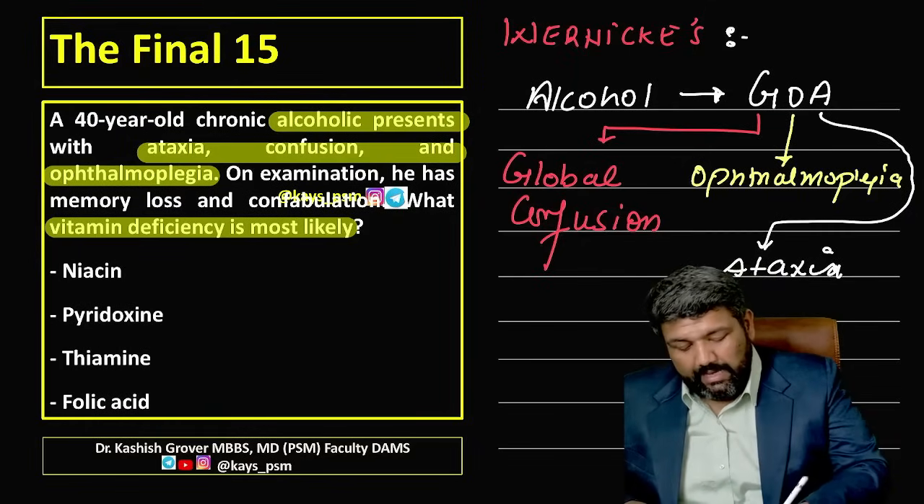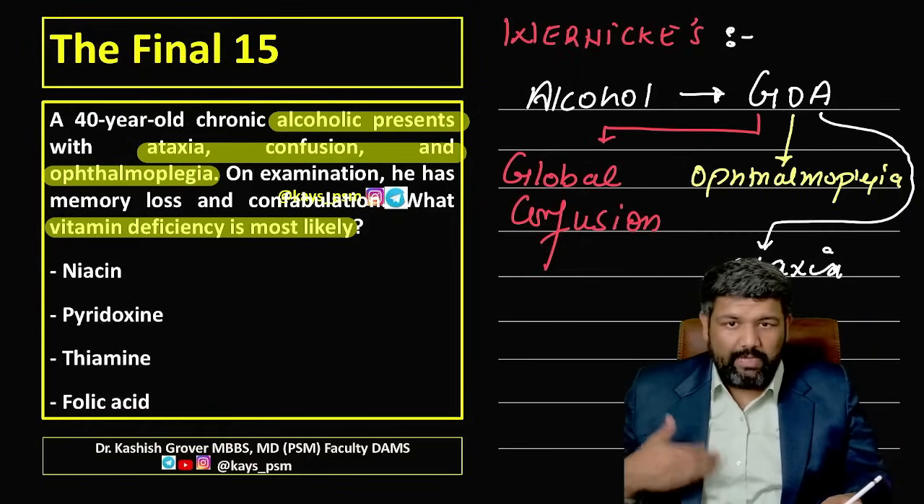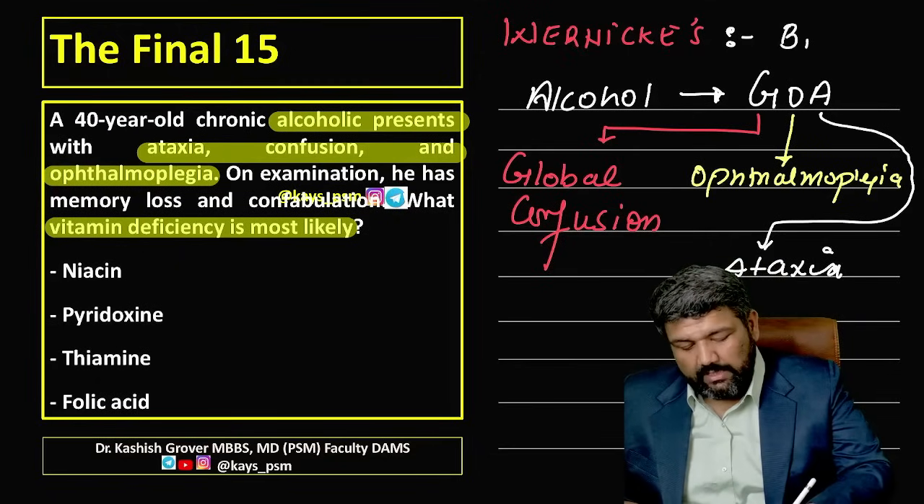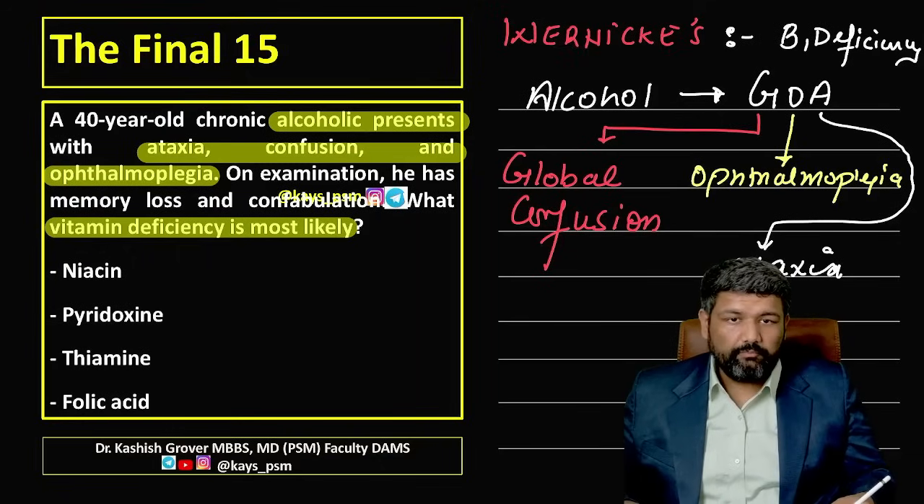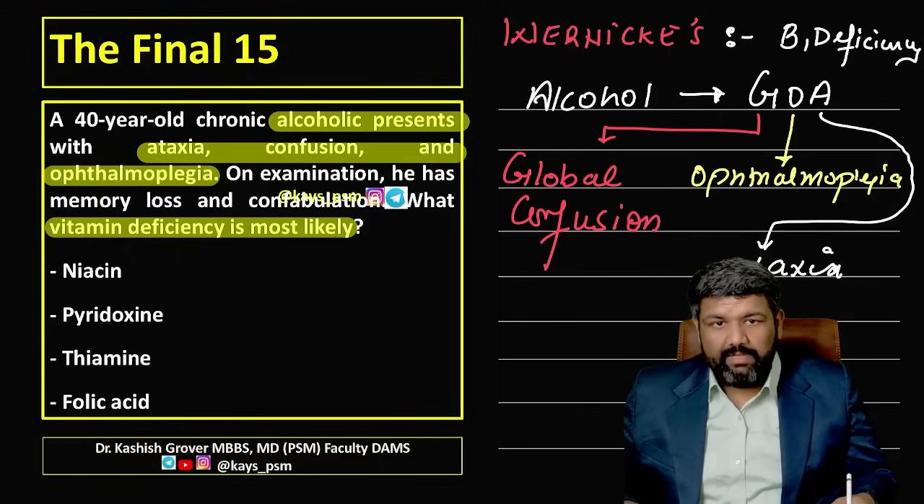Why is Wernicke's happening? Because chronic alcoholics develop thiamine deficiency. Right? They develop thiamine deficiency.